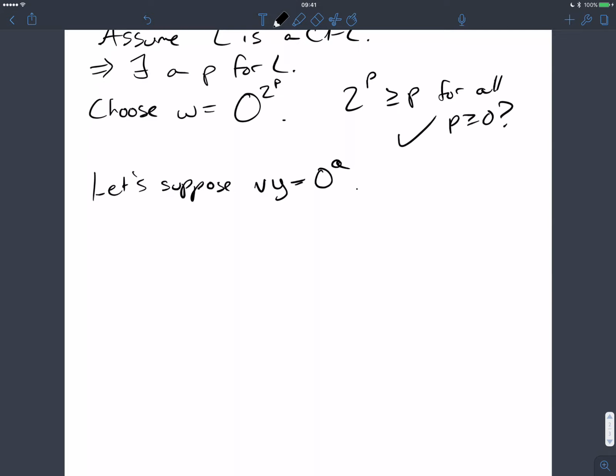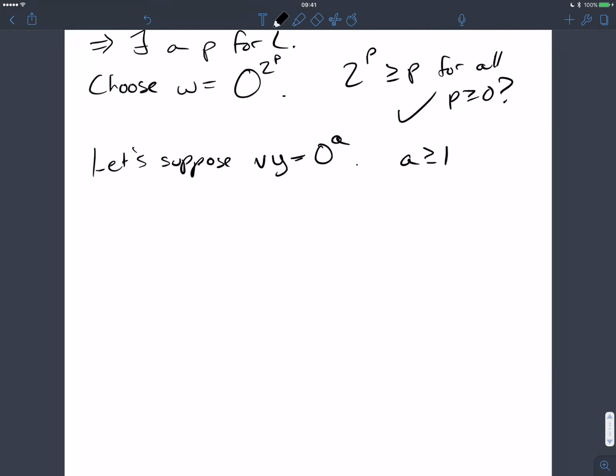What do I know about A here? Greater than or equal to zero. Well, it's at least zero, but... yeah. What is A here? It's at least one. How do we know it's at least one? Because the second part of the pumping lemma for CFL says that VY's length is at least one. It's not empty. So that'll be helpful for us here.